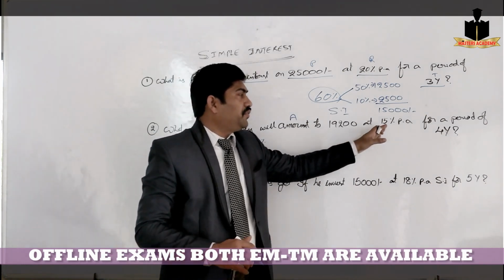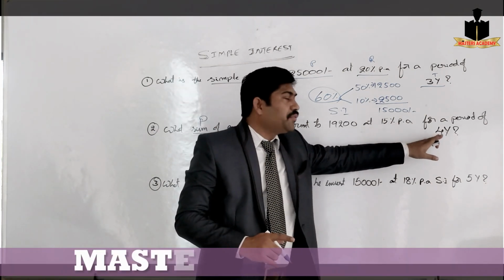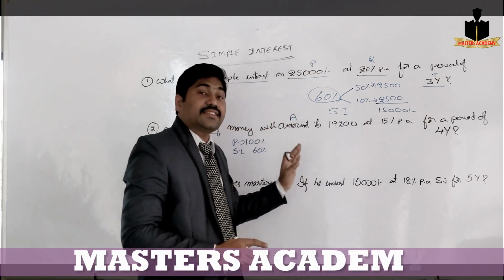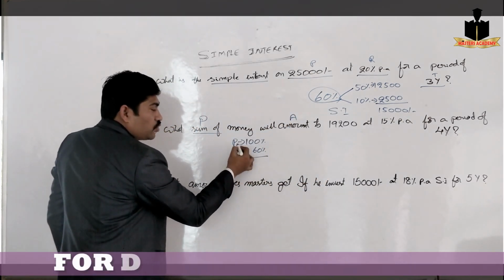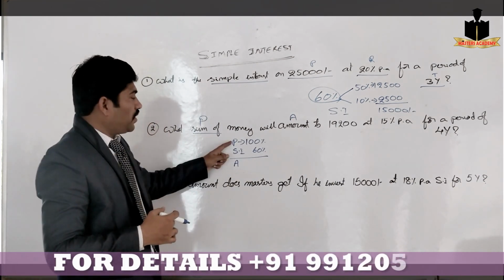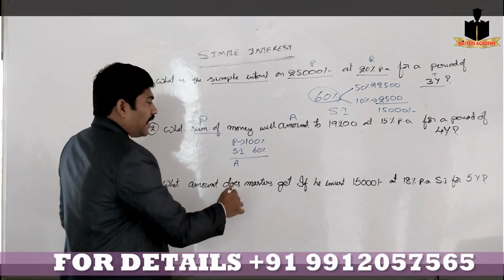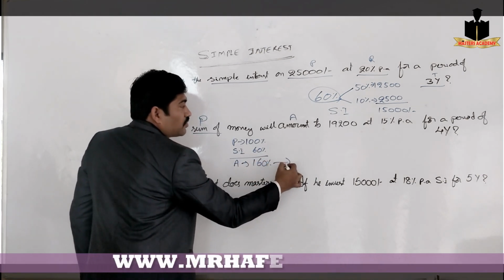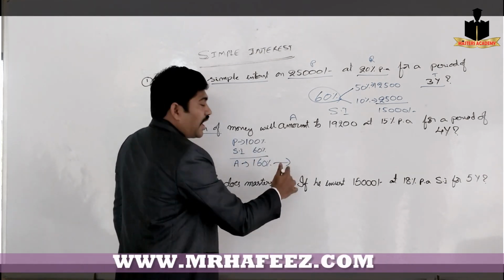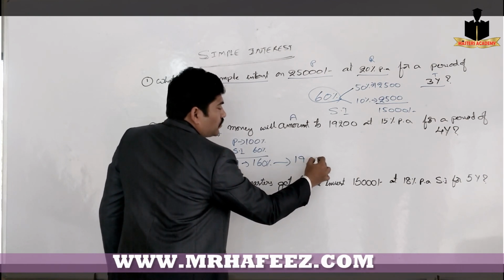Please understand why I have written 60% here. The reason is 15% per annum for 4 years. 15, 4 times, is 60%. So I have written this. If I add both, I'll get the total amount, as I know that the principal amount plus simple interest is the total amount. 100 plus 60 is 160. But according to the question, the amount is 19,200 rupees.